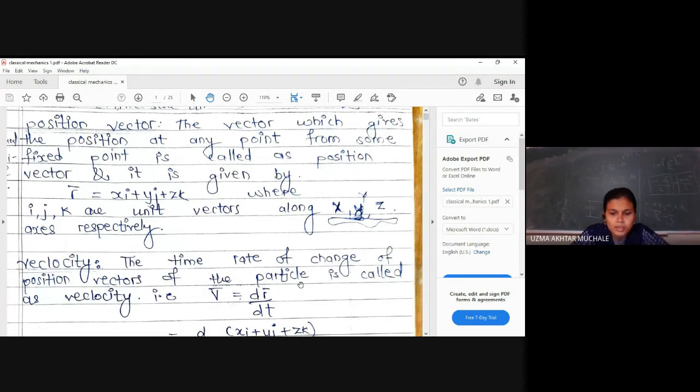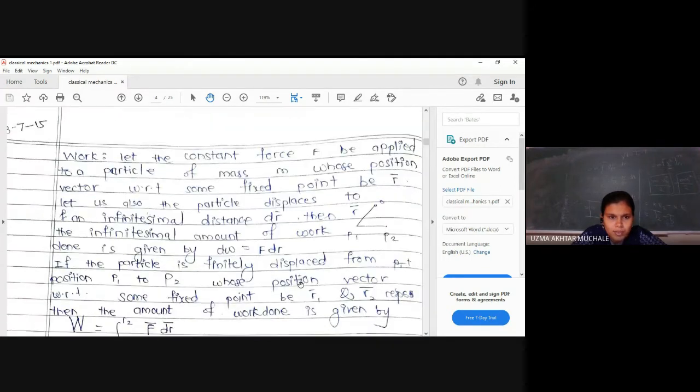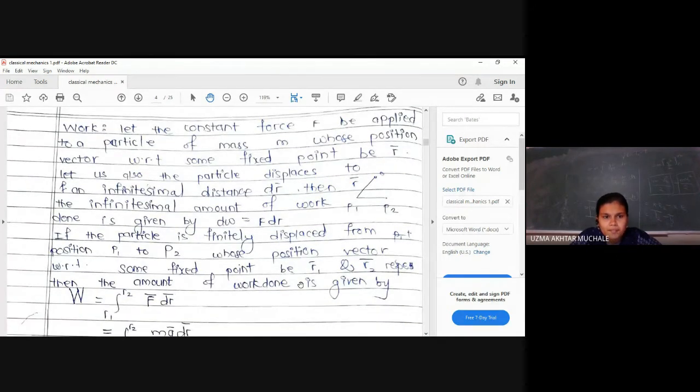Okay. So here we are having the formula. Let the constant force F be applied to a particle of mass m whose position vector with respect to a fixed position is r, and it displaces through an infinitesimal distance dr. Then the infinitesimal amount of work done is given by dW = F · dr. Infinitesimal means very, very small.